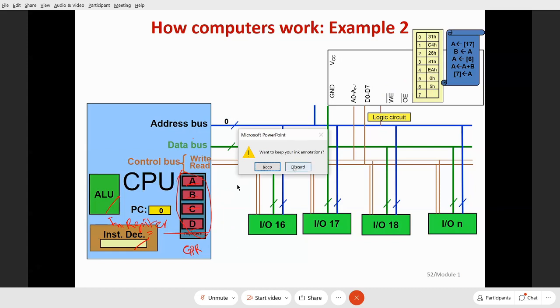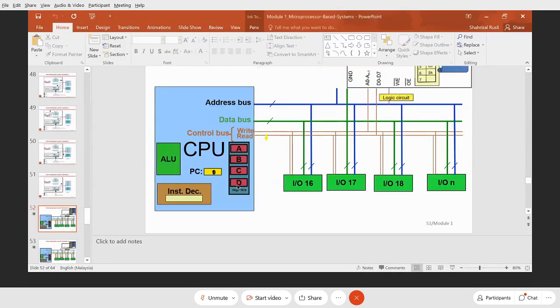Alright, we have finished the class, but last one, quiz 3.